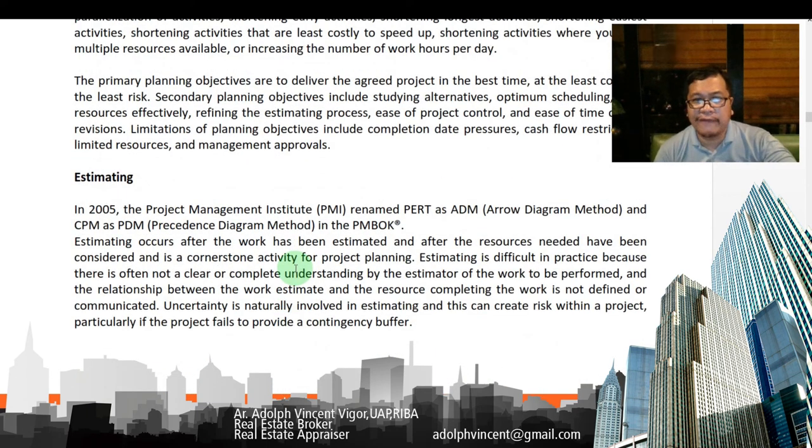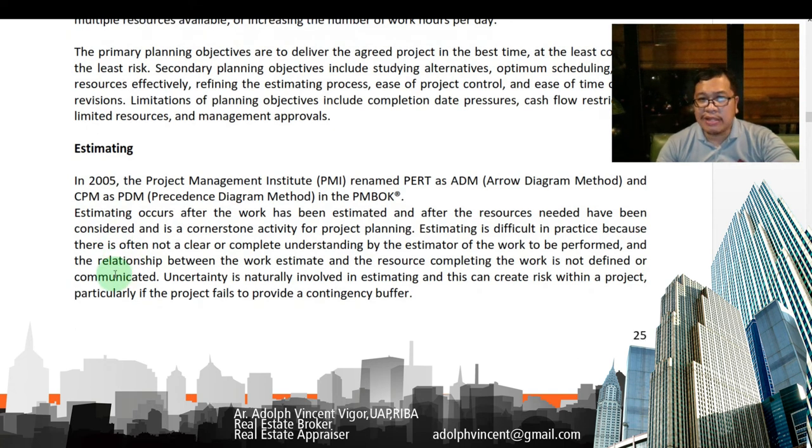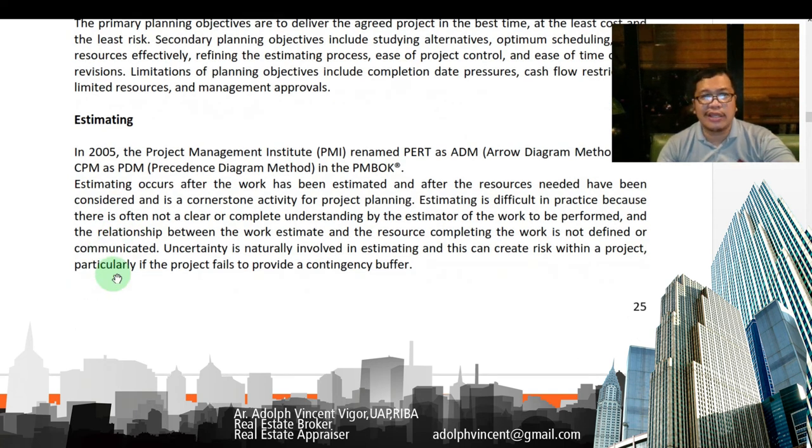In 2005, the PMI, the Project Management Institute, renamed PERT as ADM or Arrow Diagram Method and CPM as PDM or Precedence Diagram Method in the Project Management Body of Knowledge. So estimating, of course, after the work has been estimated and after the resources needed have been considered, is a cornerstone activity for project planning.